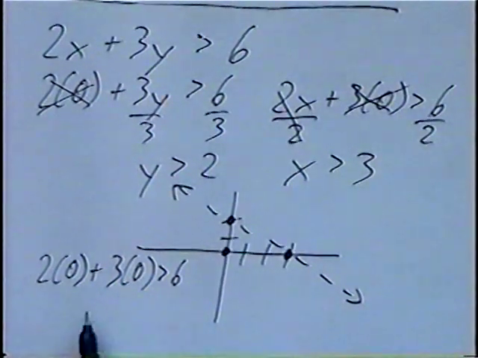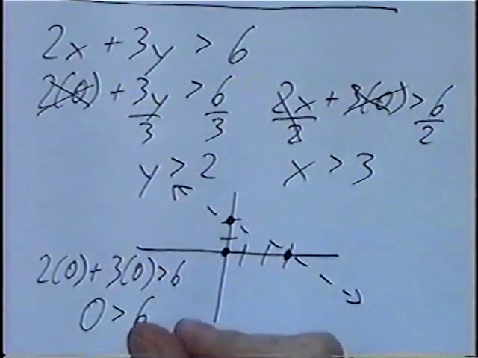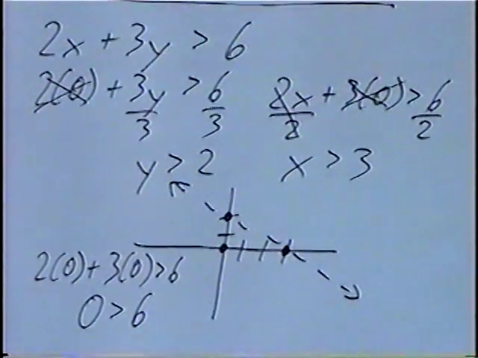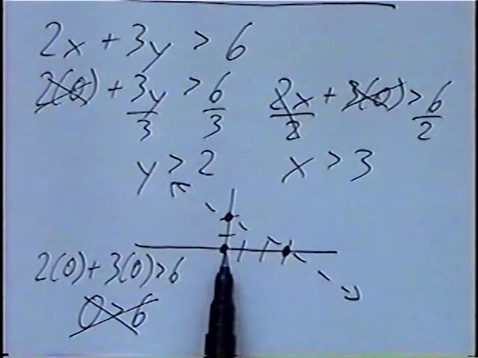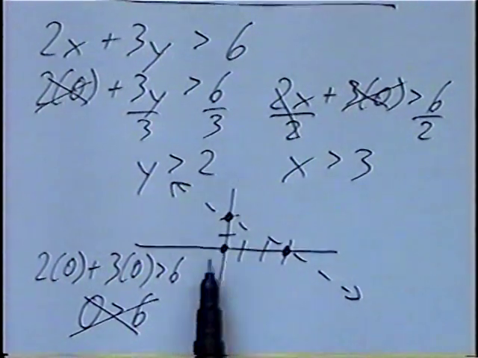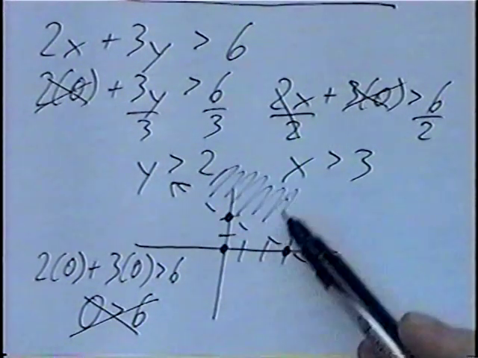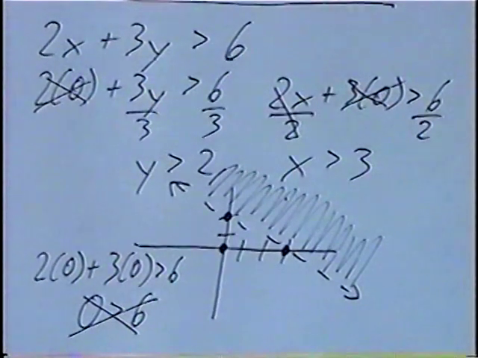2 times 0 would be 0. 3 times 0 is 0. So 0 plus 0 would be 0. And we have 0 greater than 6. 0 is not greater than 6, so this is a false statement, which means the point we selected, 0, 0, does not work, which means we'll shade the opposite side of the line. And that would be the graph for the inequality.